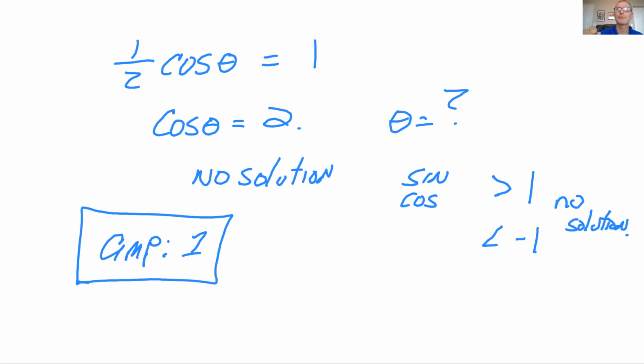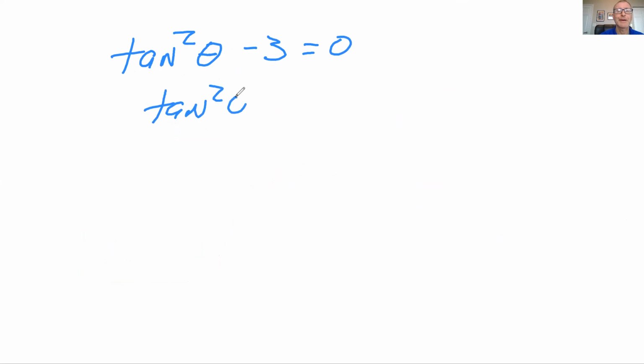Okay, let's do another one. Let's see, which one do I want to do here? Here we go. Let's do this one. So this would be tangent squared of theta minus 3 equals 0. So let's do a little bit of algebra. We'll bring the minus 3 to the other side, so you add 3 to both sides.